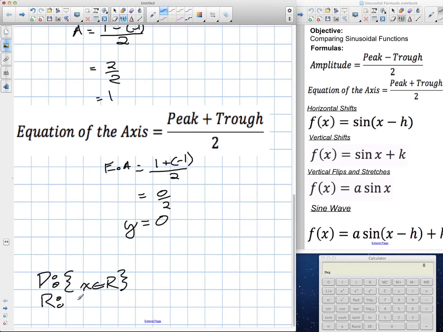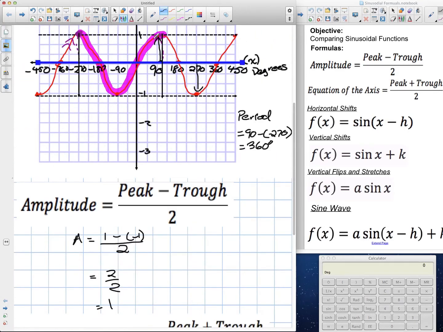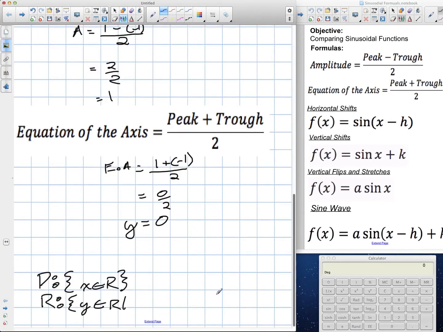Our range, it is a continuous function, so we're going to start with y is an element of the real numbers, but there are going to be restrictions to it. Very good. It's going to be less than 1 and greater than negative 1. So, one way to represent that is we have negative 1, and we know that y is greater than negative 1, and it's also less than the number 1. That'll be the range of this sinusoidal function here. Okay. I think that's everything we got to cover for that.